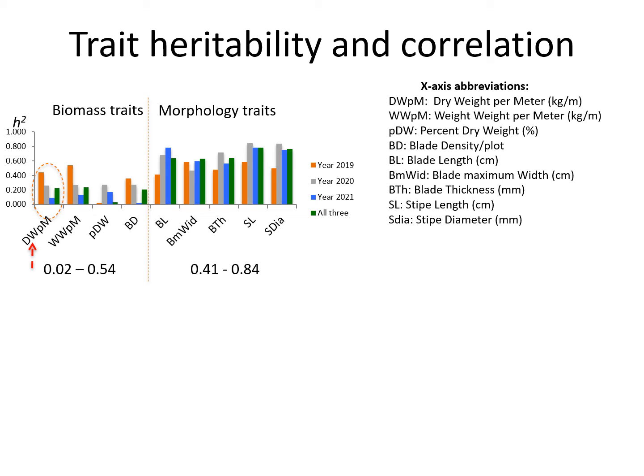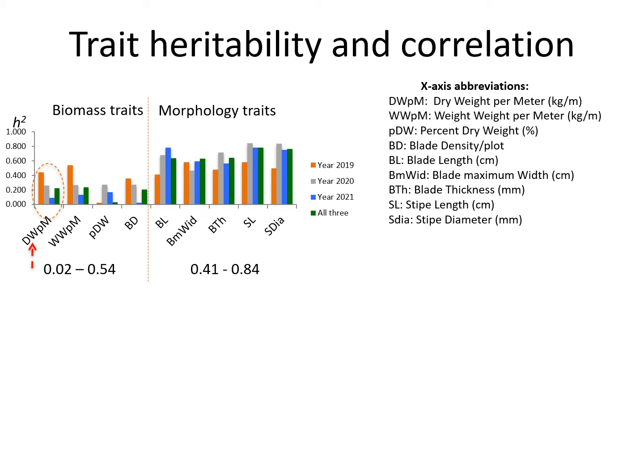Here is the trait heritability figure. X-axis represents different traits. Their abbreviations are listed on the right side. Y-axis is the trait heritability. On the left side of the dash bar represents biomass traits. On the right side represents morphology traits. We do see that morphology traits have higher heritability than biomass traits.